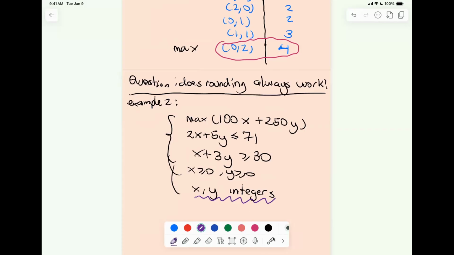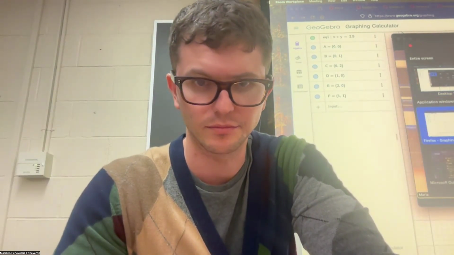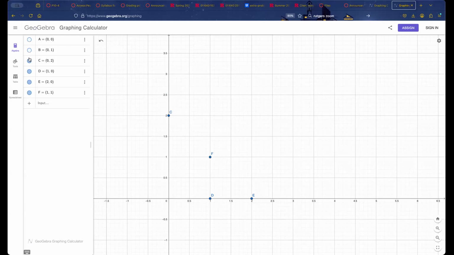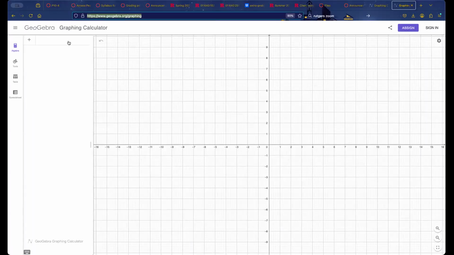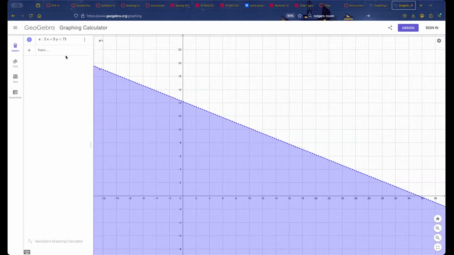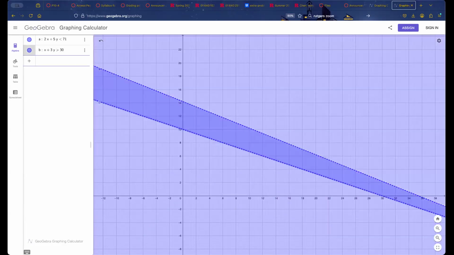So let's just go back to GeoGebra. I feel I should just restart this. Okay, so if you go back to GeoGebra, you get 2x plus 5y less than 71. Okay, let's zoom out here. And then the other inequality was x plus 3y greater or equal to 30. Of course, you're just looking at the region in the first quadrant.